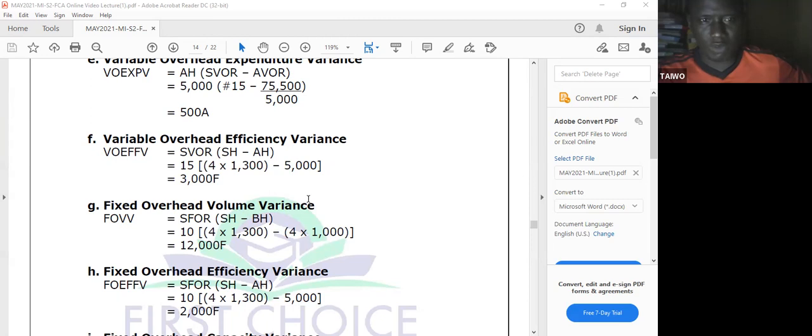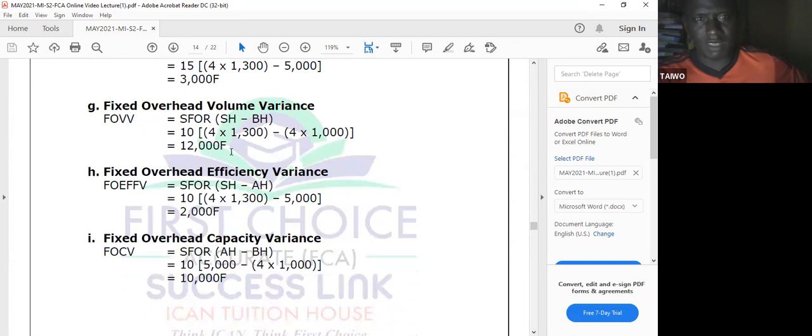Now that's fixed overhead volume variance. So volume variance at all times, you find it by saying standard fixed overhead rate. That's the rate of absorbing fixed overhead. They will give you in the questions. Then you say in bracket, standard hour minus budgeted hour. Go and check the way we got standard hour: standard hour per unit times actual production. But when you're finding your budgeted hour, it is still the same standard hour per unit, but you now multiply it by budgeted production, what we actually budgeted.